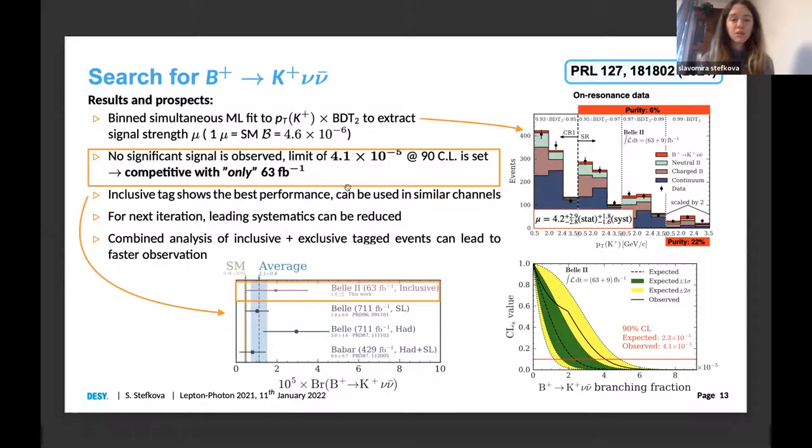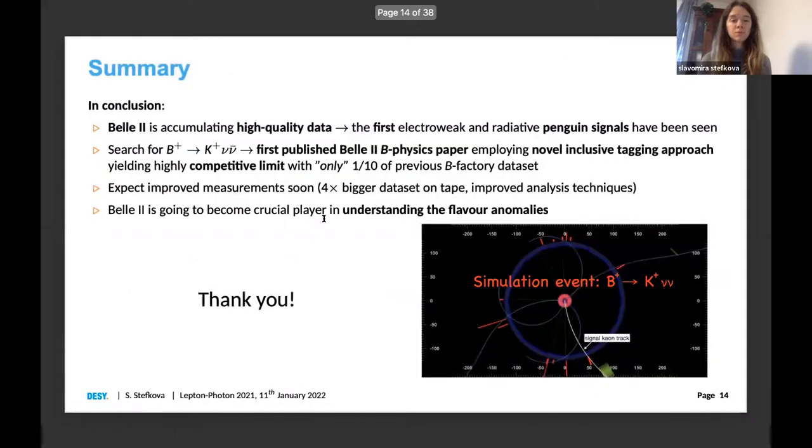Therefore, in the update of this analysis, we will try to extend this to similar channels, and we will also try to reduce the leading systematics. At the end of the day, in order to see this decay as fast as possible, a combined analysis of inclusively and exclusively tagged events is also in the pipeline.